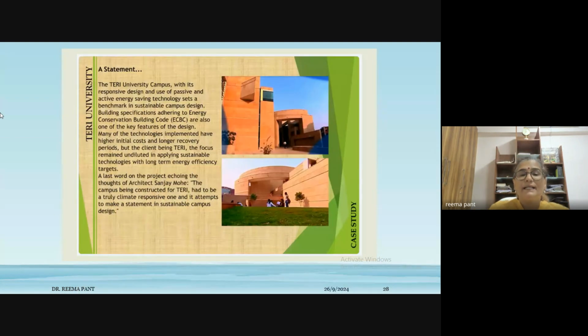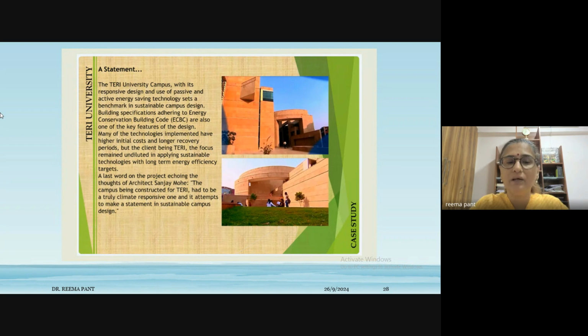This is one case study that I just took a screenshot of from the PPT. You can log on to the internet and look for Terry University. You will know Terry University is one university which has a green building. And you can see a part of the building here. There are a lot of open spaces where natural light keeps falling in, so people can sit, they can read, they can work. So lighting is not required in most of the places. So you cut down on your energy budgets or energy bills.